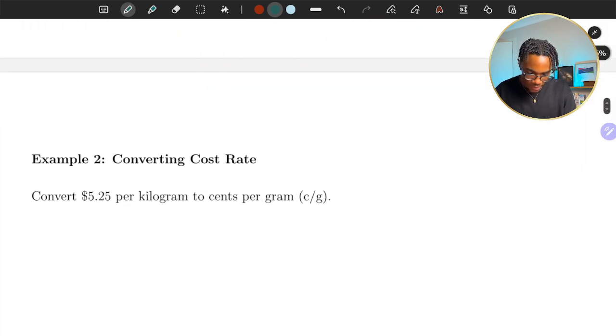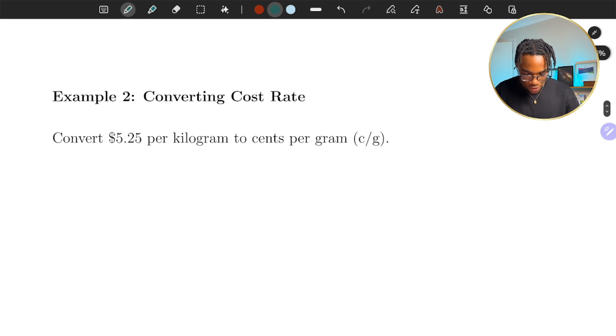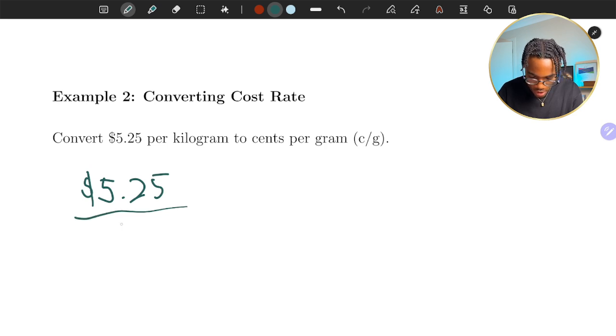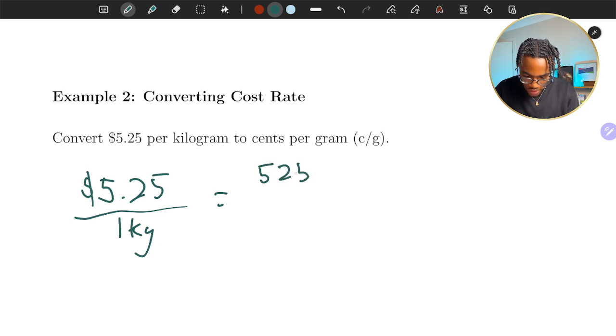Next question. Convert $5.25 per kilogram to cents per gram. Same thing, write it out. So it's $5.25 per 1 kilogram, right? And then we convert that to cents per gram. This is equal to 525. I just times this by 100, but you can do it in your head as well. Cents per how many grams in a kilo? So there are 1,000.